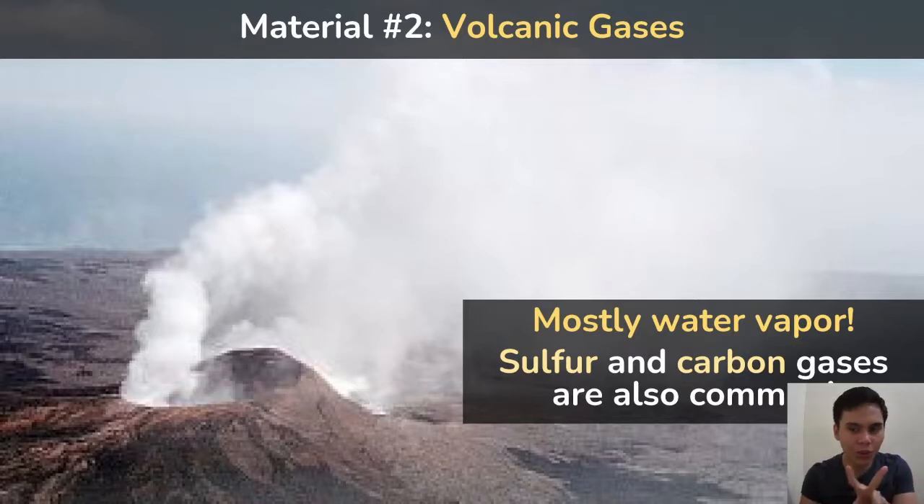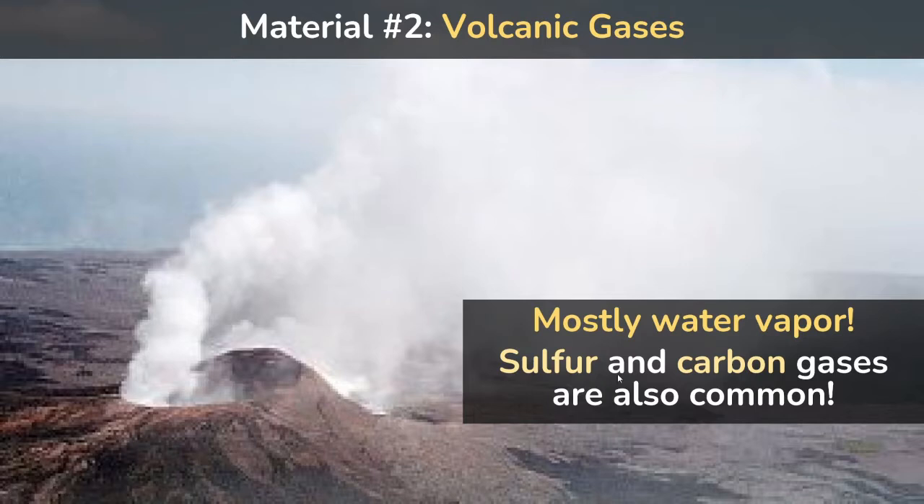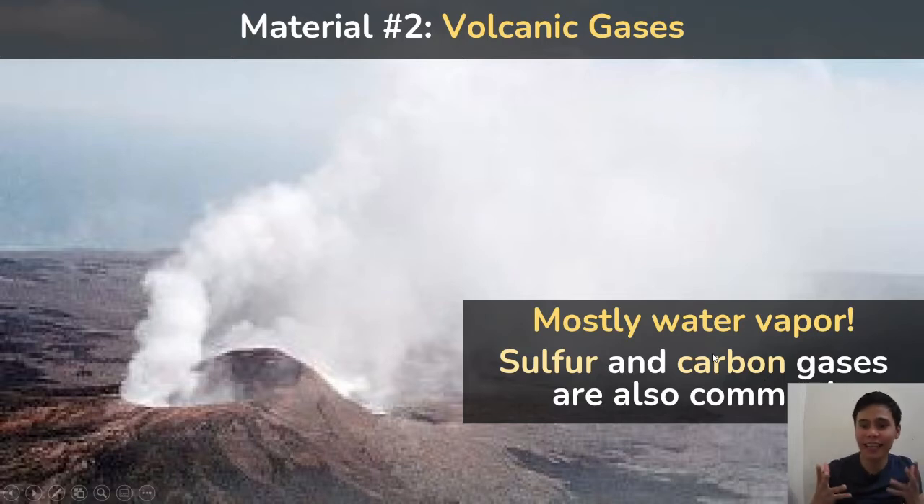Now, material number two are volcanic gases. It's mostly water vapor, but it also contains some sulfur and carbon-based compounds like sulfur dioxide and carbon dioxide. And take note that these volcanic gases are both A, acidic, which is responsible for acid rain, and B, greenhouse gases. So actually, these volcanic gases have a pronounced effect on the climate of an area. So an eruption isn't just lava and hellfire and brimstone, it's also climate change.